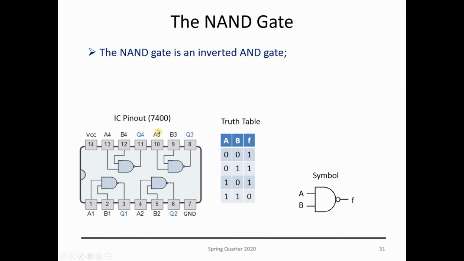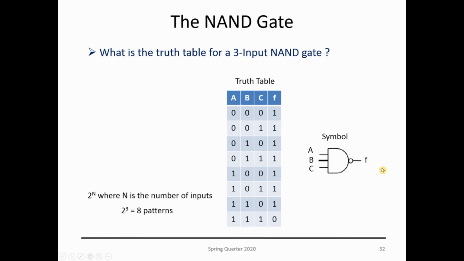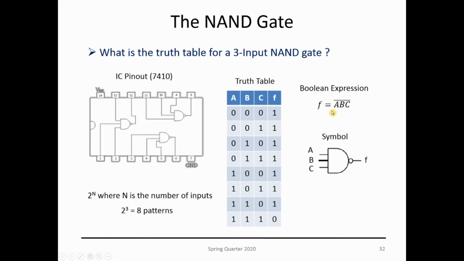This is the famous 7400 IC for NANDs. And now for the NAND, if I'm negating the output, I put that negation on top of A and B. This is a NAND gate with 3 inputs. Same thing applies here. Same thing for your Boolean expression.